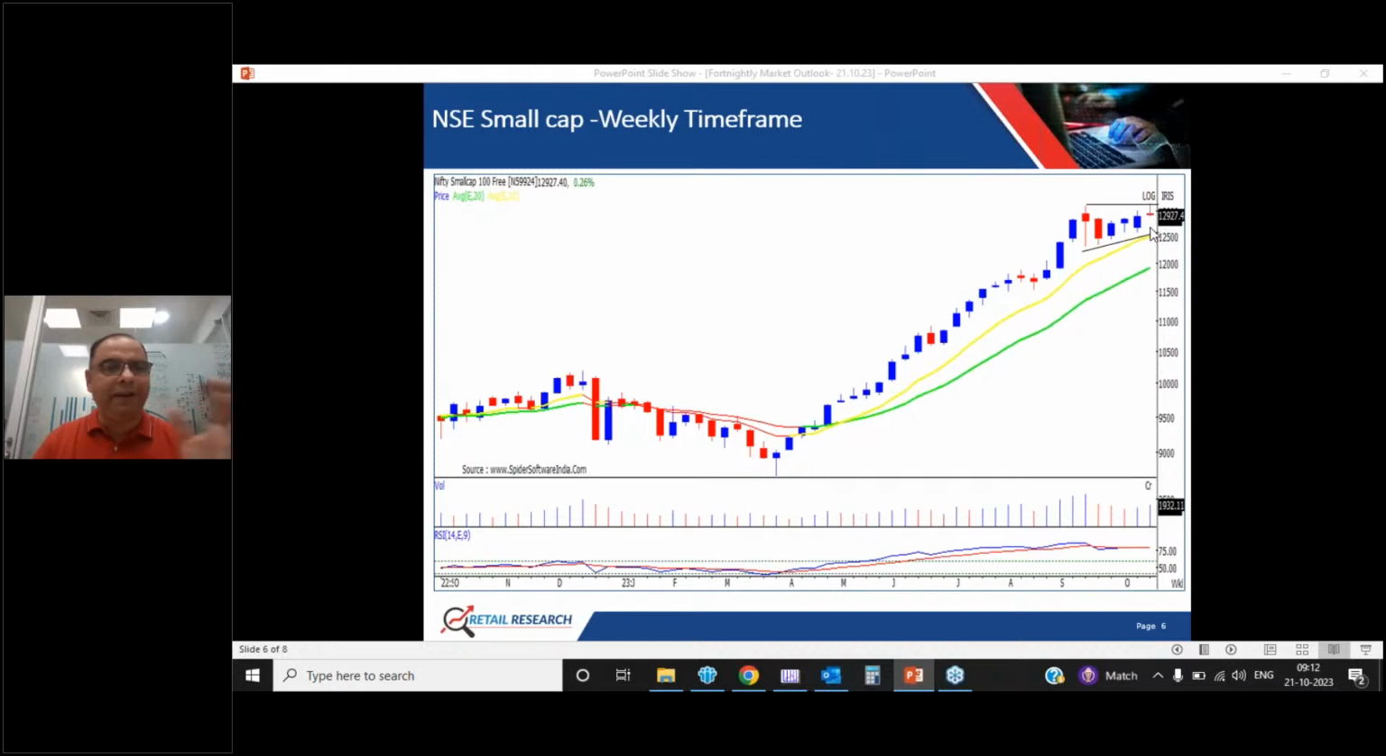Chartically, if you compare the small cap and mid cap, the small cap is somehow better looking compared to the mid cap. The mid cap is looking weaker. So the small cap is also weak, but not as much as the mid cap. So we are likely to see further weakness in the small cap as well.